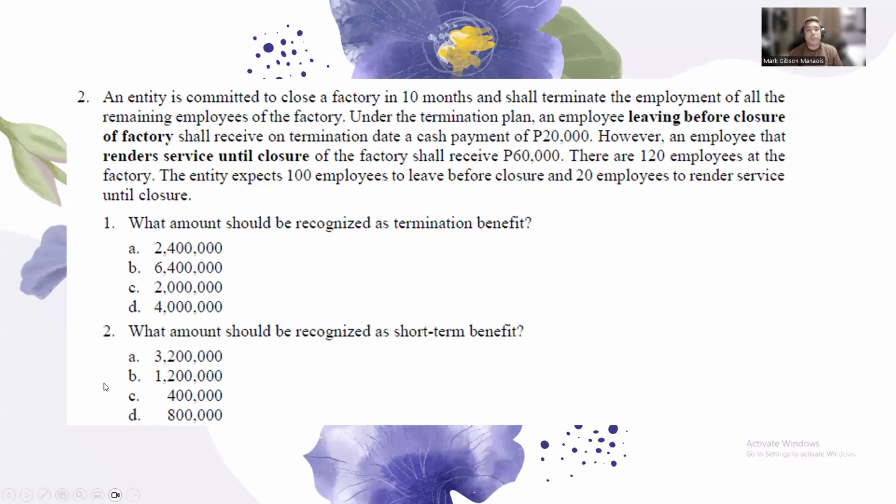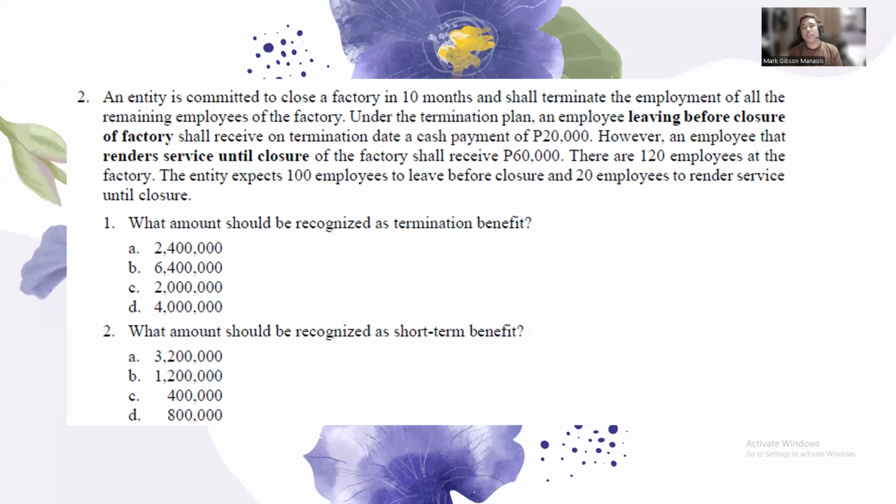Okay, so let's have another problem on the termination benefit. What are the requirements? What amount should be recognized as termination benefit? And number two, what amount should be recognized as short-term benefit? So an entity is committed to close a factory in 10 months and shall terminate the employment of all the remaining employees of the factory. Under the termination plan, an employee leaving before closure of the factory shall receive on termination date a cash payment of 20,000 pesos. However, an employee that renders service until closure of the factory shall receive 60,000.